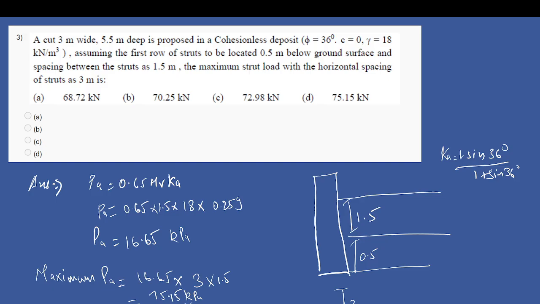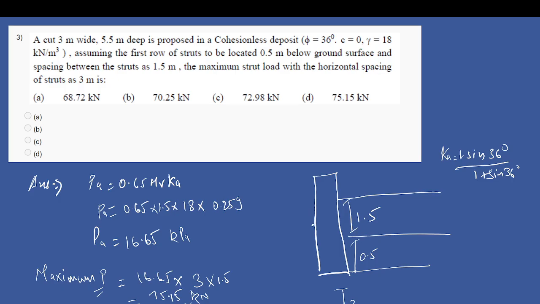Sir, I have a doubt. Can you please explain the phenomenon of kilonewton? They are asking for the maximum load. Sir, can you please tell me the phenomenon of maximum PA, why we take 3 and 1.5? Like, I directly take the maximum P formula.